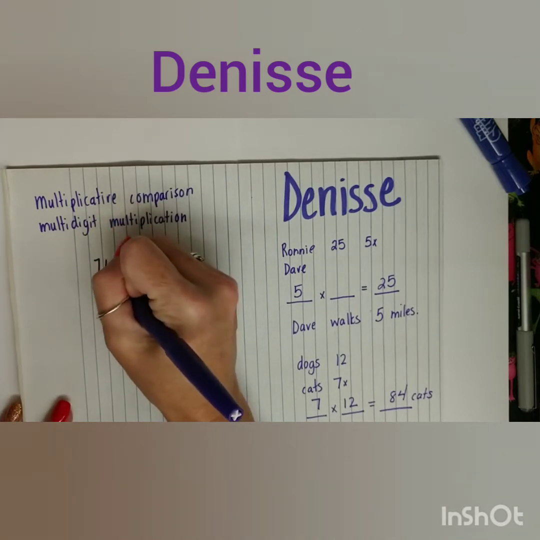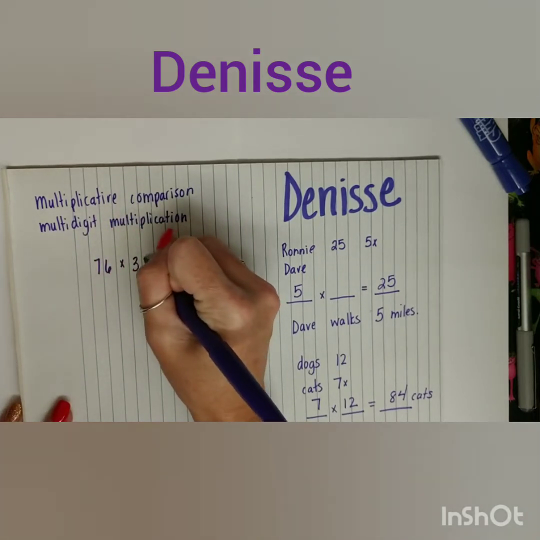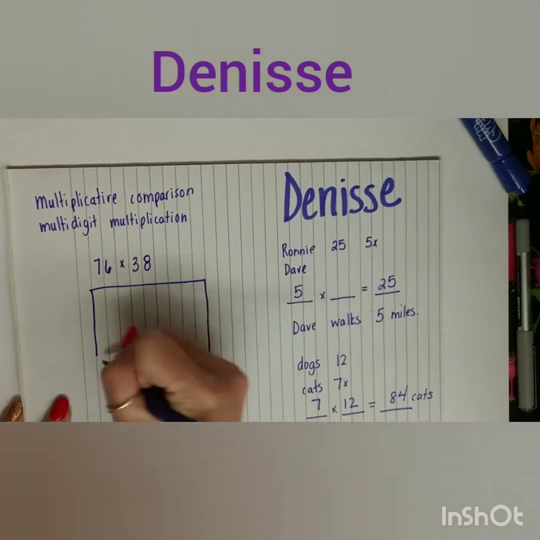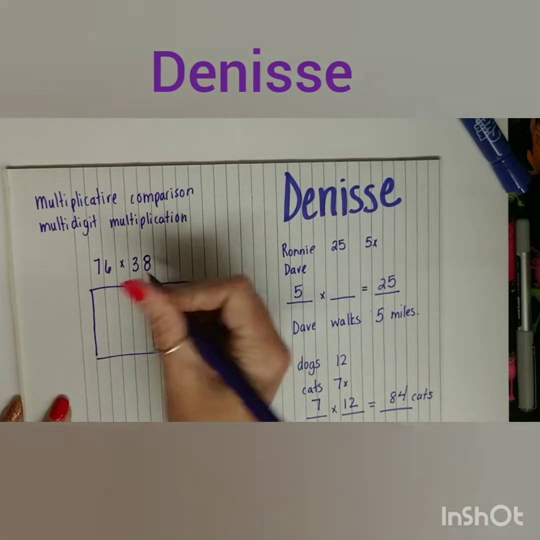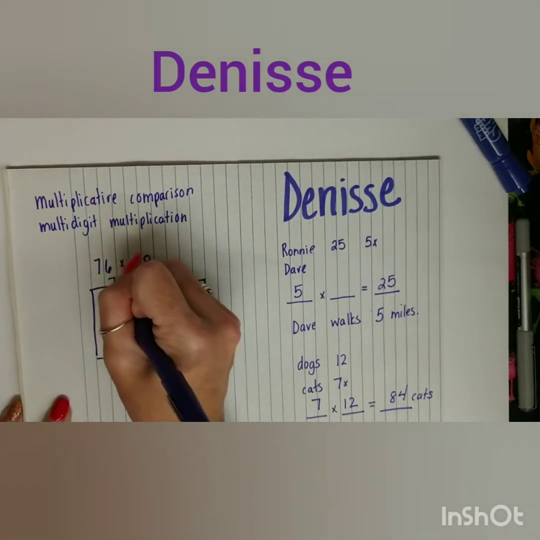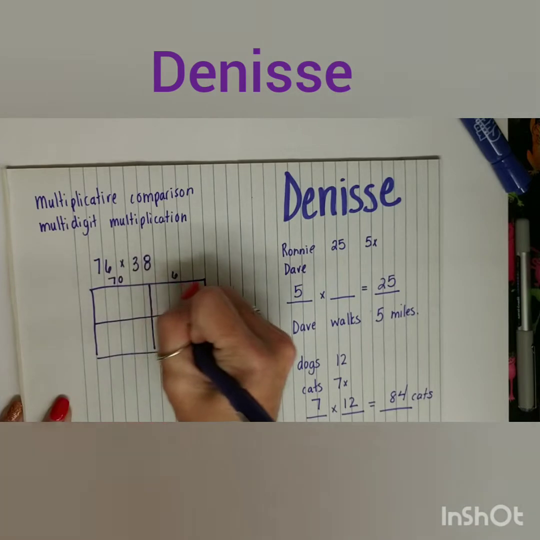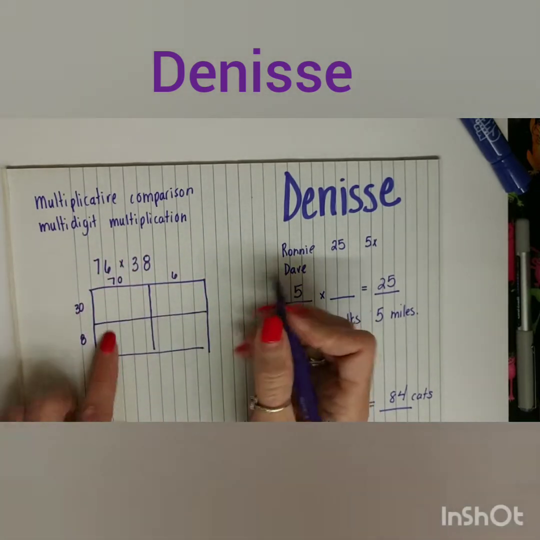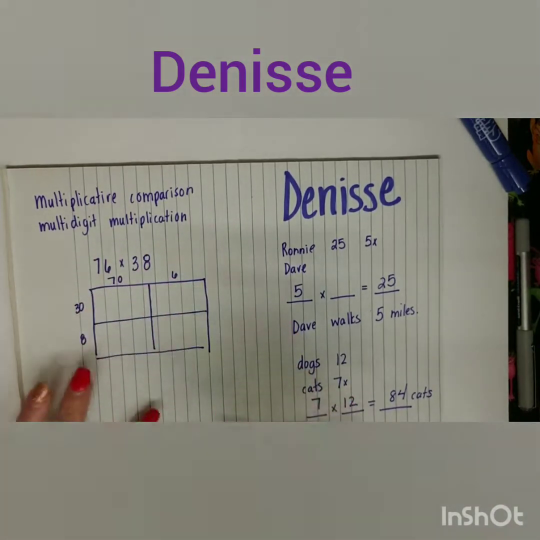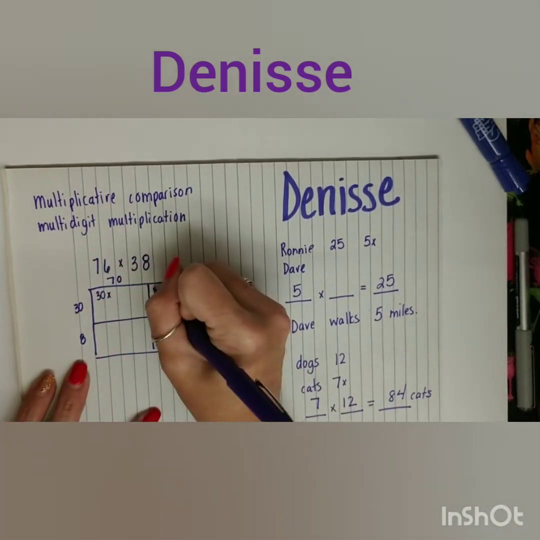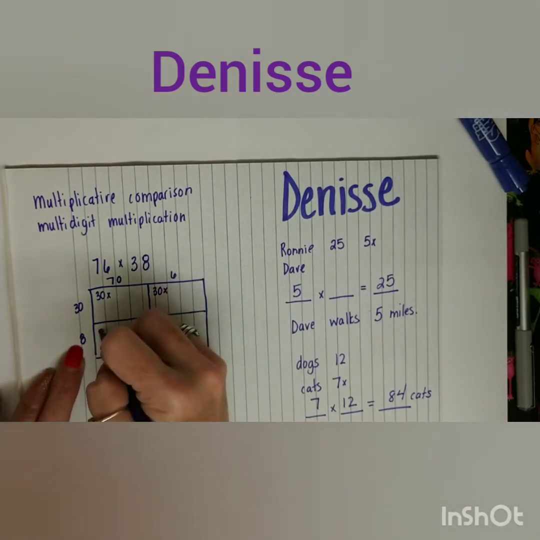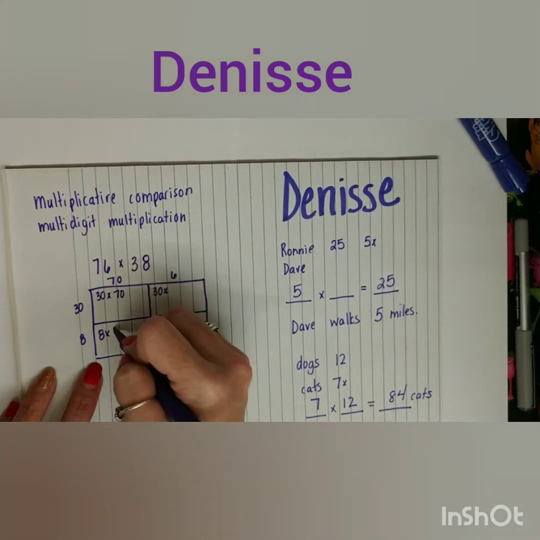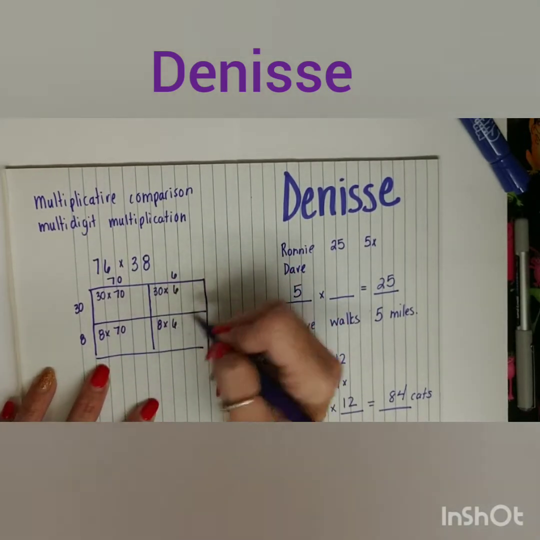Let's say we have 76 times 38. All right. I'm going to use my partial product boxes. I split it into 2 because there's 2 digits here, so this is 70 and 6. And I split it this way into 2 because there's 2 here, 30 and 8. So now, remember, it's across 30 times, 8 times, and then down, 70, 6.